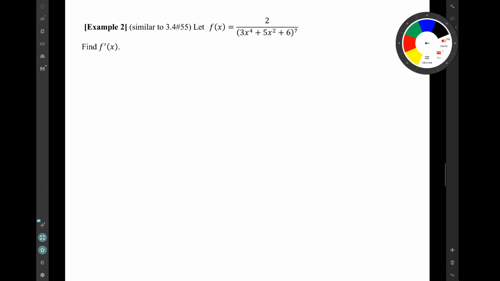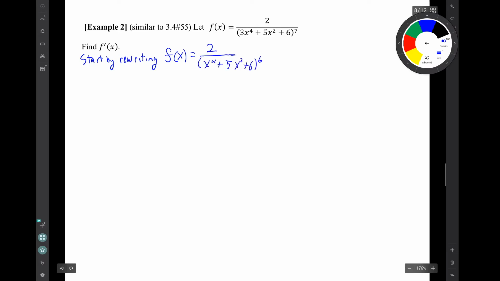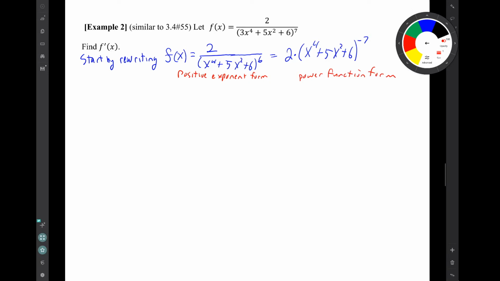But notice that we can rewrite the function so that it's not a quotient. So we're going to rewrite the function in power function form. This function is presented in positive exponent form. That exponent 7 is a positive number. But this function will be much more convenient for finding the derivative if we rewrite the function in power function form. Now we have our function in power function form, we're ready to find the derivative.